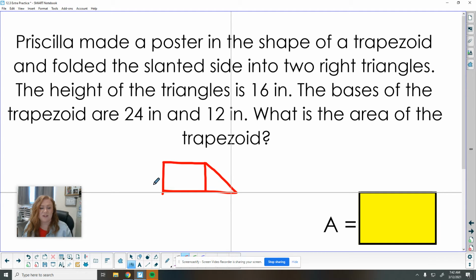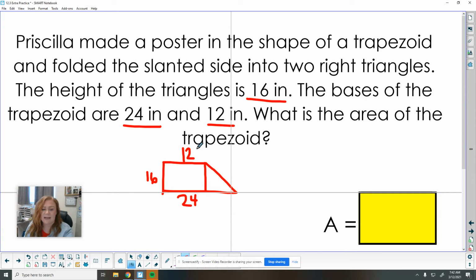So the height of our triangles is 16. Well, that's not a triangle, but that's okay. The bases of the trapezoid are 24 and 12. So I think this is our most important information here. The height is 12 inches. The trapezoid bases are 12 and 24.